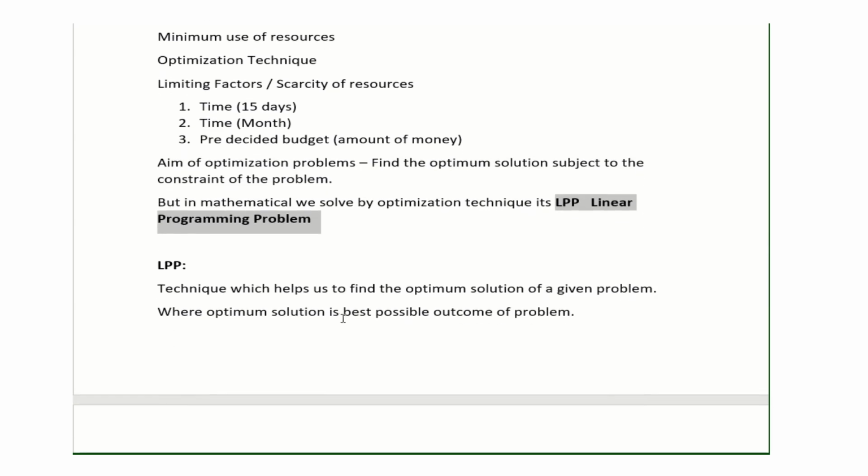So the LPP technique is used to find the optimum solution of a given problem. We have three situations. For getting a maximum score, for getting maximum sales, and for buying a gadget or product, you have to reach an optimum solution. What are the constraints? What is the optimum solution?